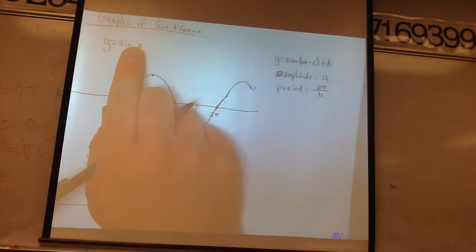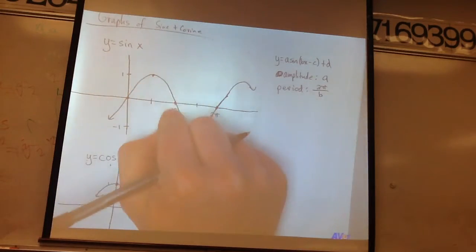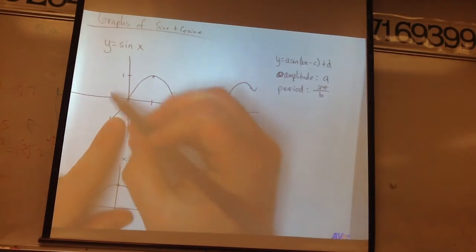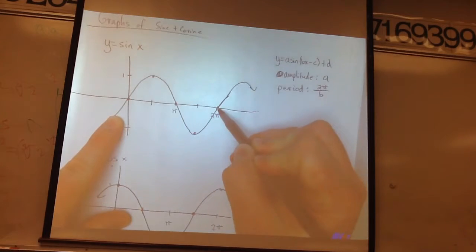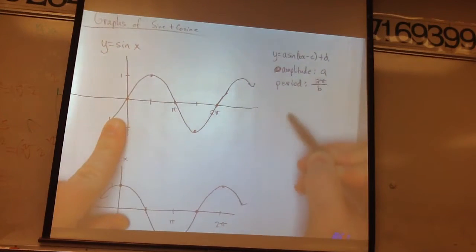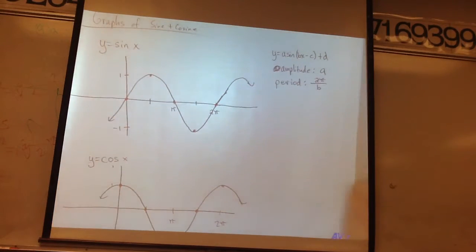In this case, b was just 1, so the period was 2 pi. It repeats every 2 pi. Right? It's on its way up right here. Repeats on its way up right here. If I go 2 more pi, it'll be on its way up right there.